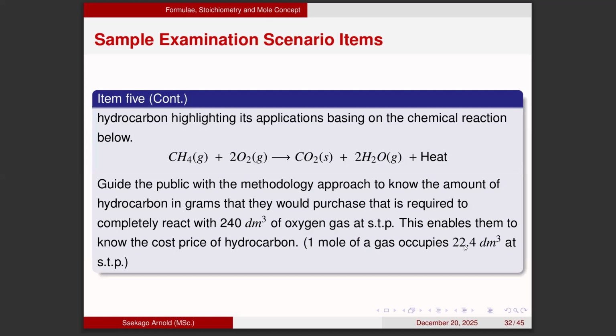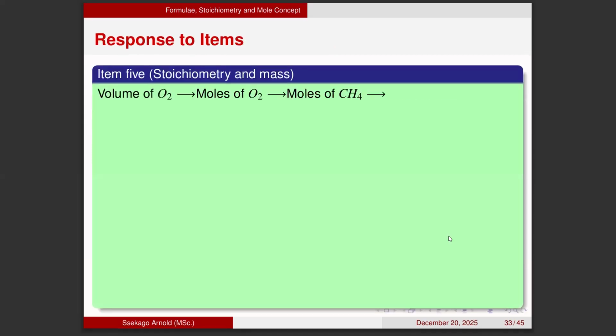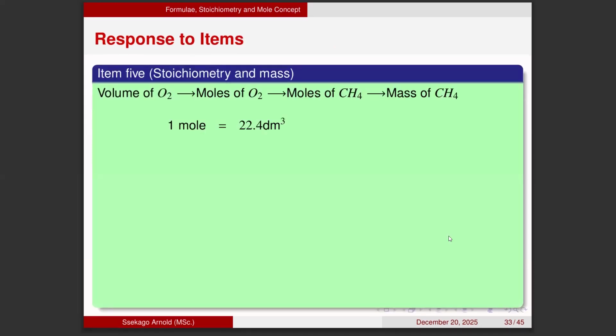Now you may ask me, why moles? To move from volume to moles, this is what we use, because here I want to move from volume of oxygen to moles of oxygen. So 1 mole is equal to 22.4 decimeters cubed. Now I ask myself, how many moles account for 240 decimeters cubed? Because this is the volume in the question.